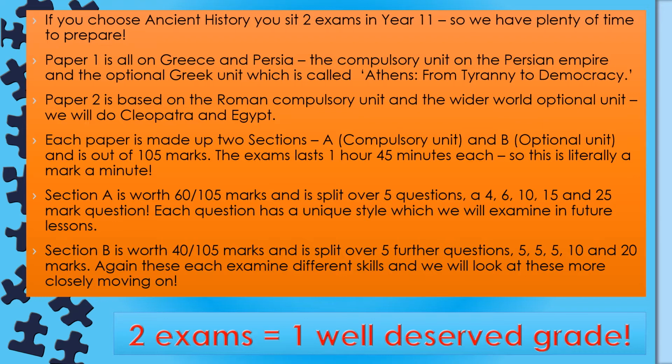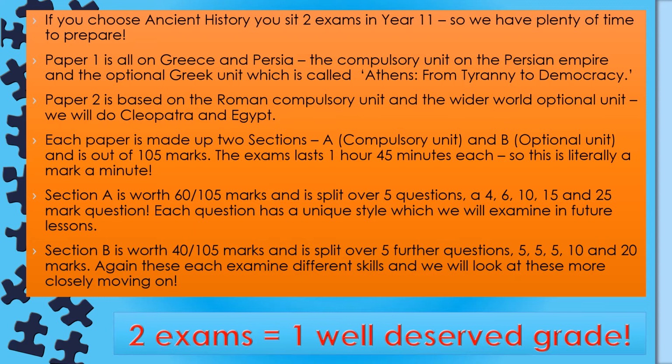Section A, so the compulsory unit, is worth 60 of the 105 marks on each paper. It's split into 5 questions, and these are the same on each paper. You have a 4-mark question, which is just knowledge recall. Then you have a 6 mark, which is basically tell me the story question. Then you have a 10 and a 15 marker, which are both related to historical sources, and a 25-mark essay question, which is asking your opinion and for you to justify that by looking at both sides.